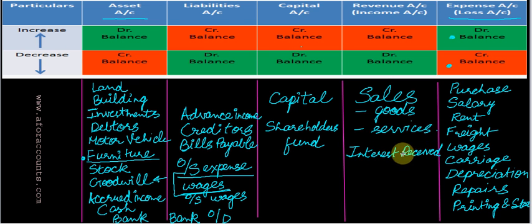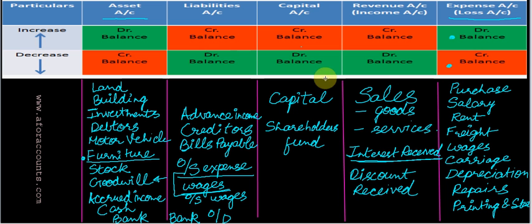Other modes of revenue: interest received. See, when you pay interest to outsiders, it is an expense. When you receive it, it is an income. You may receive interest from the bank because you deposit money with the bank, interest received, or from an outsider. Discount received. See, discount given is an expense, so discount received is an income to the business.